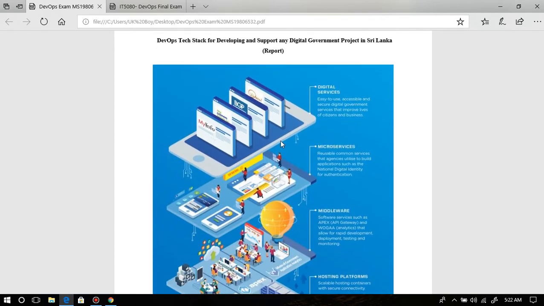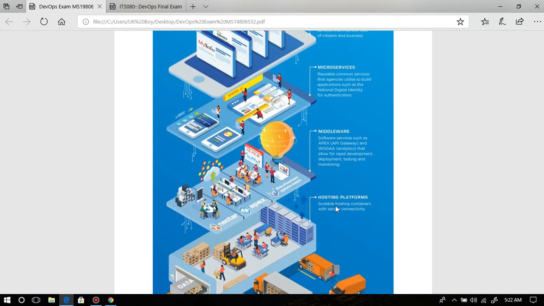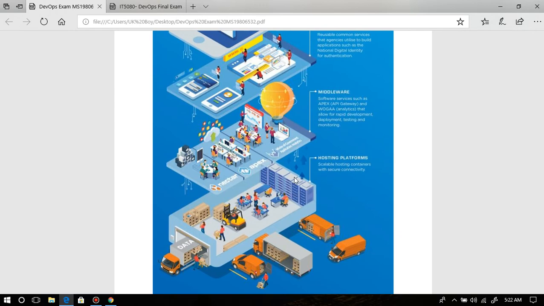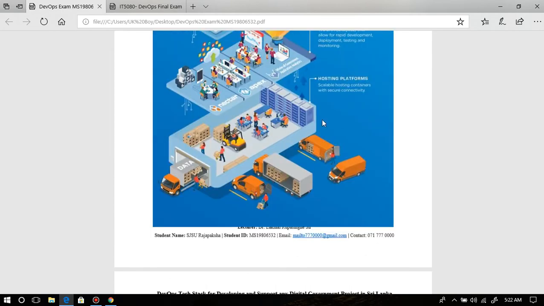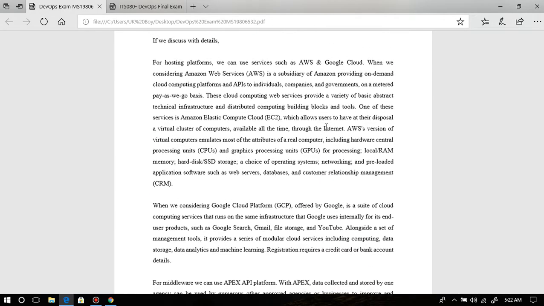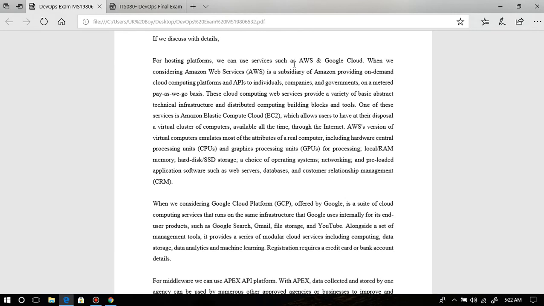Let's put the image. Here we can see hosting platform. We can use services like, here I mentioned with details, for hosting platforms we can use services like Amazon service, it means AWS, and also we can consider Google Cloud. Through them we can get very good reliable service, as well as a lot of benefits such as elasticity and pay only for the service.